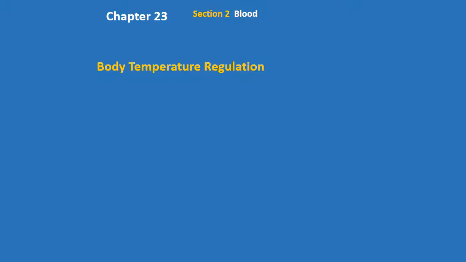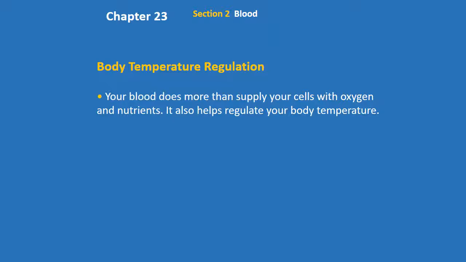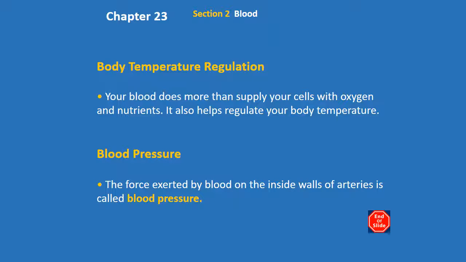Okay, body temperature regulation. I told you I was going to get to this. Your blood does more than supply your cells with oxygen and nutrients. They help regulate your body temperature. Oh, no picture. That's no fun. So let me just explain that a little bit because I didn't yesterday. Let's say you're at a track meet and it's really, really hot. What color does your skin start to turn? Red.